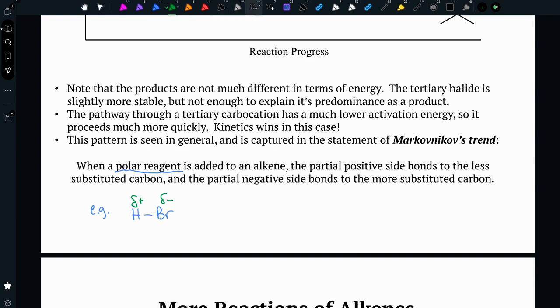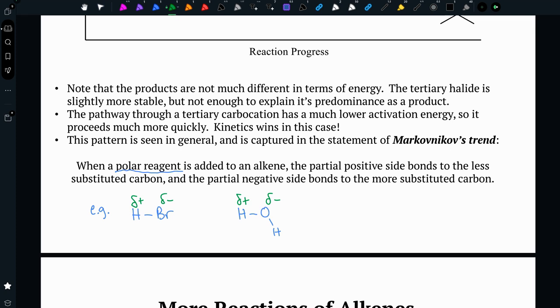We'll also see reagents like water being added, where there's a partial positive and a partial negative. We'll see others as well. But when a polar reagent is added to an alkene, the partial positive side, which is usually hydrogen, bonds to the less substituted carbon, and the partial negative side bonds to the more substituted carbon. All right. We will see that pattern in most of these reactions.